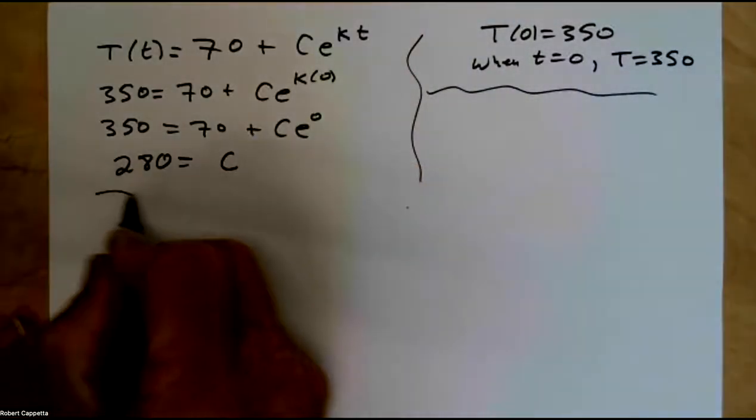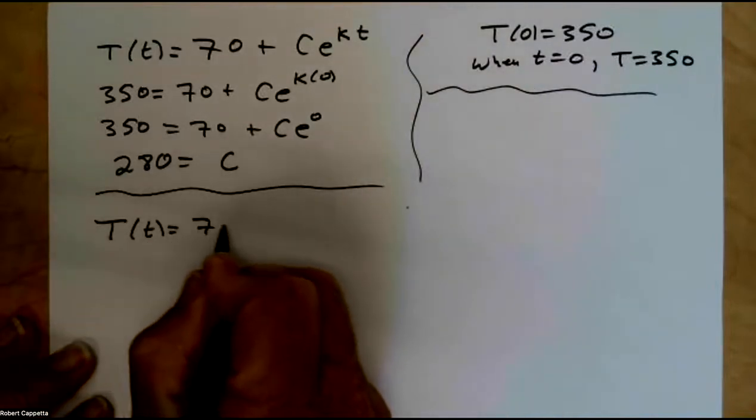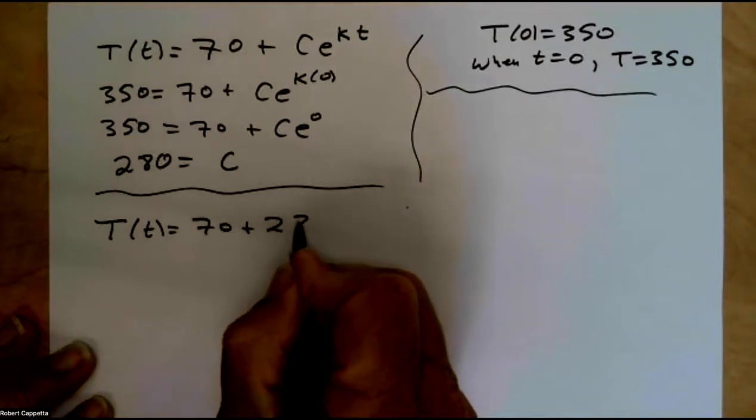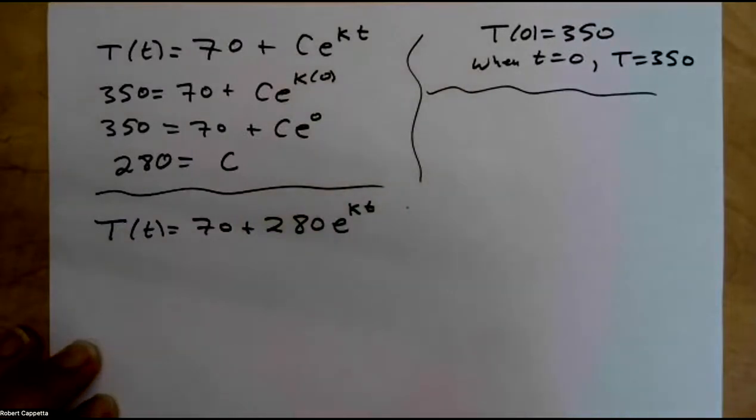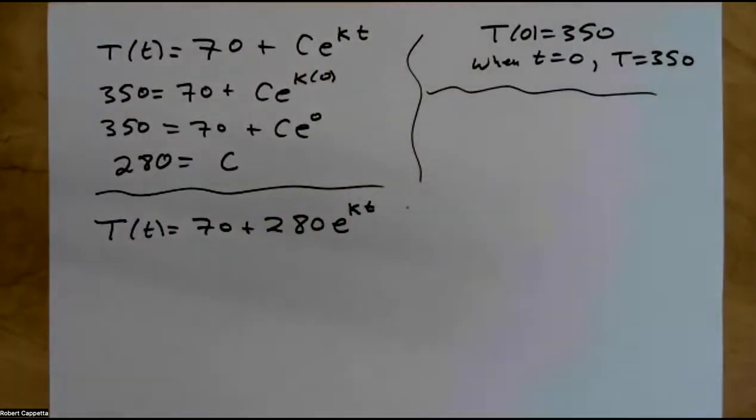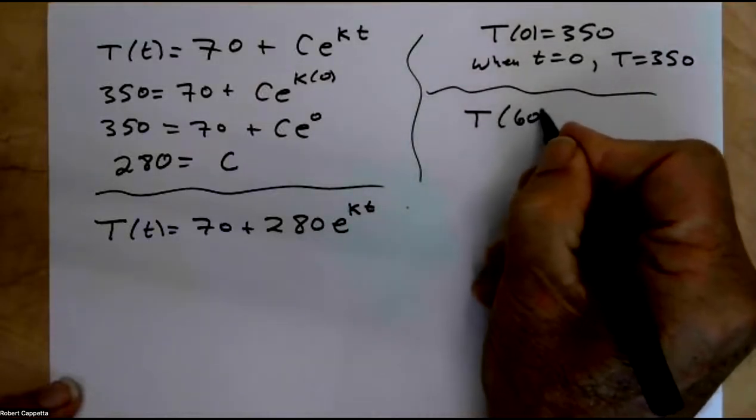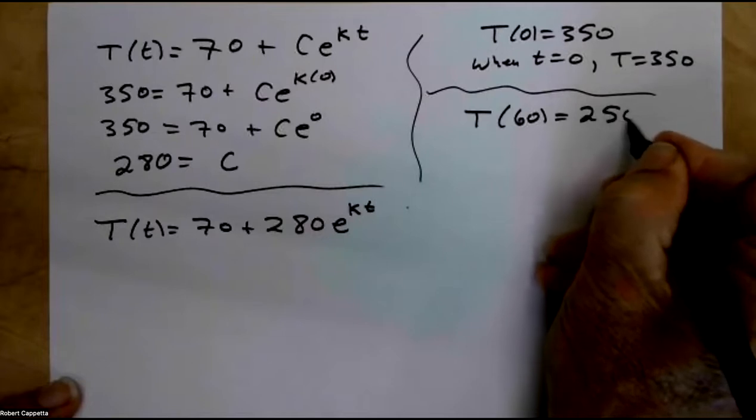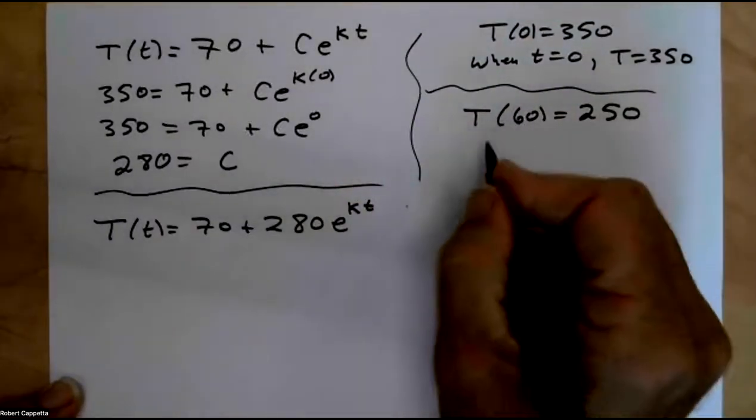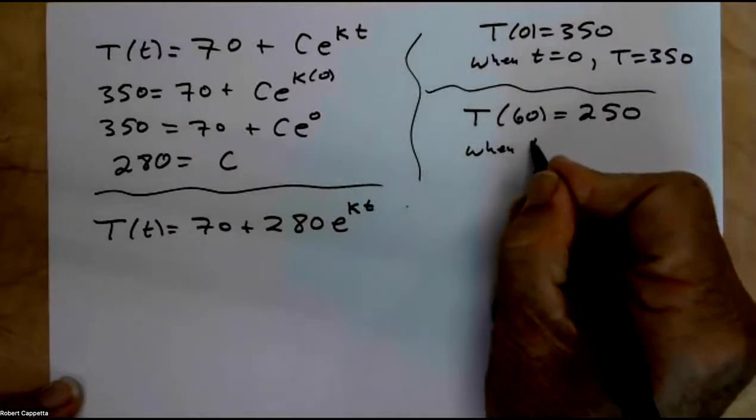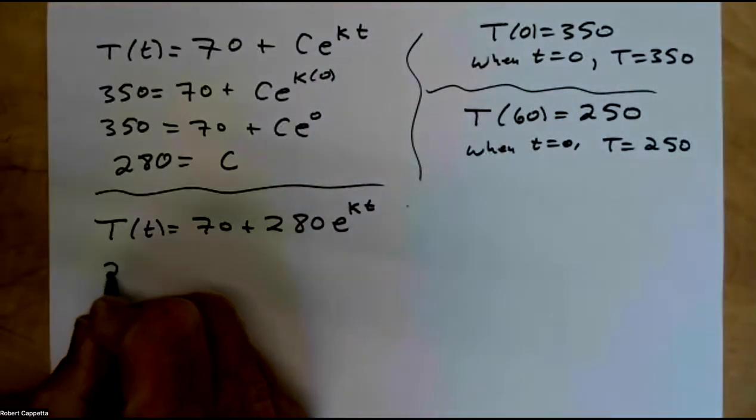So now we have T of t is 70 plus 280 e to the KT. Then I need my other bit of information. What was happening at 60? T of 60 was 250, and that's going to enable me to solve for K. So big T, when little t is 60, big T is 250.